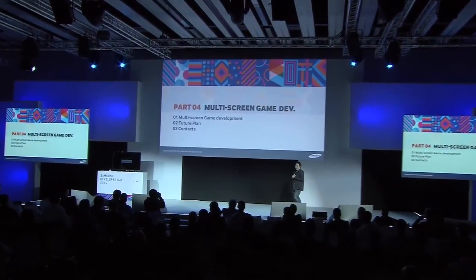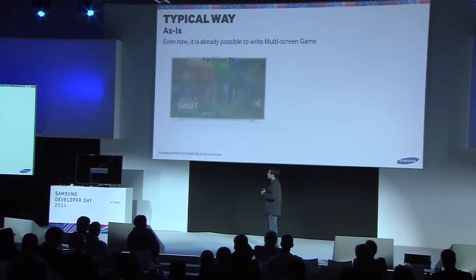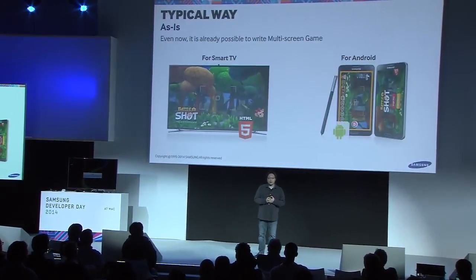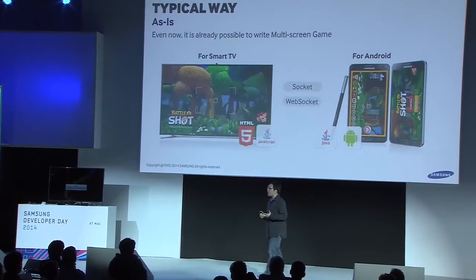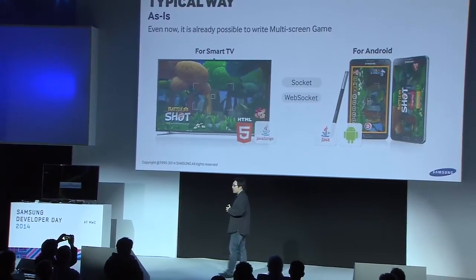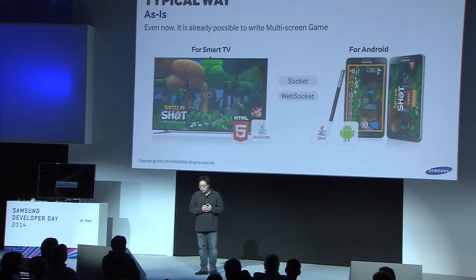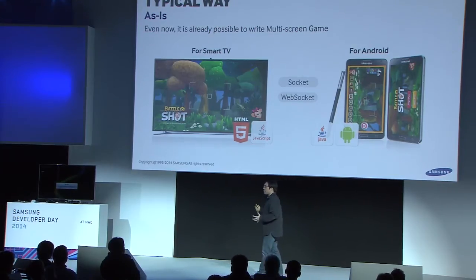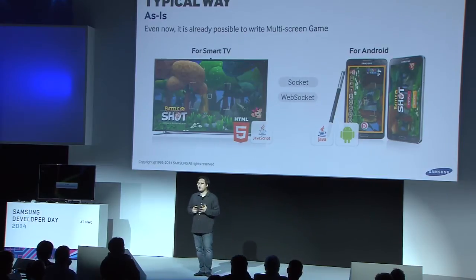Okay, in this part, let me talk about multi-screen game development. When we first started this project, the first thing we did was a technical feasibility study. Soon after, we figured out that writing a multi-screen game was already possible with existing technology. We could write the TV's game client with HTML5 and JavaScript, and the mobile side with Android SDK or NDK. And those games could communicate through a socket or WebSocket layer. There was actually no new technology required.